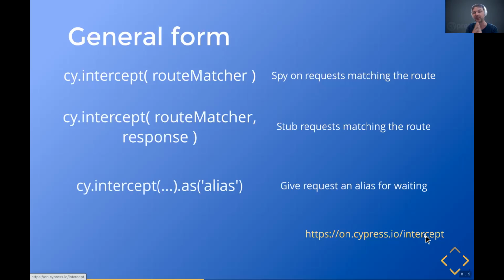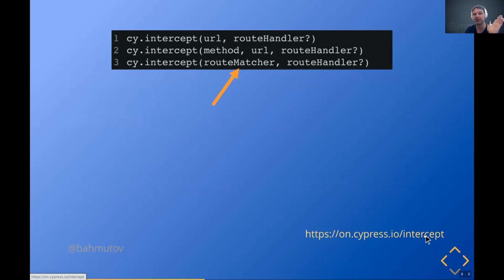And in both cases, you'll be able to say "as alias" and give it an alias that you can later wait on, get, and use during your test. So it's kind of the same. So here's a typical form. You can say intercept URL and maybe a route handler, method URL, give a handler, and maybe a more advanced route matcher and route handler. So if a route handler, which is optional, is present, it most likely means you're stubbing it. Not necessarily, I'll show an example when it's not, but in most cases, if you give a response, if you tell us what to do, that means you don't want it to go to the server.